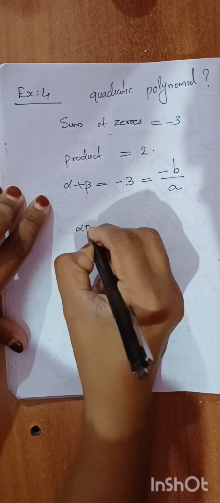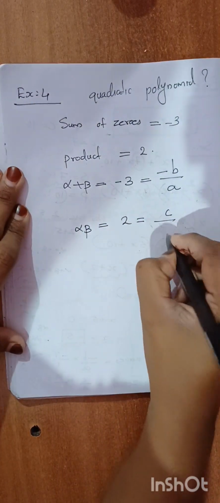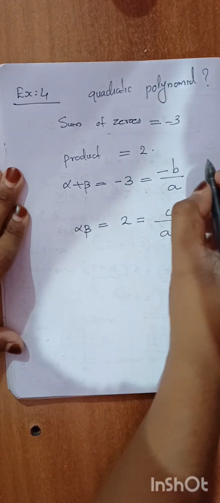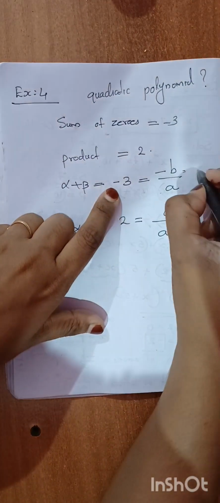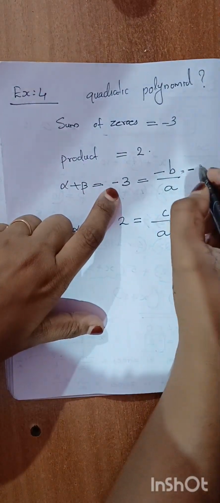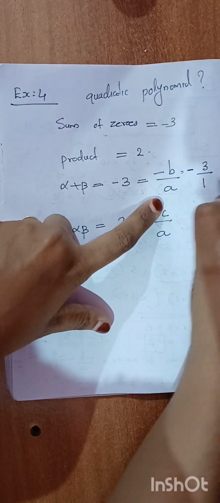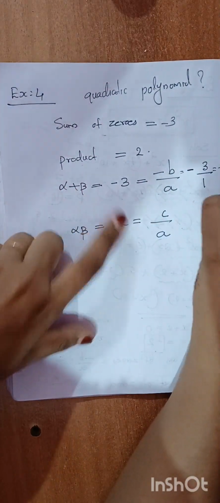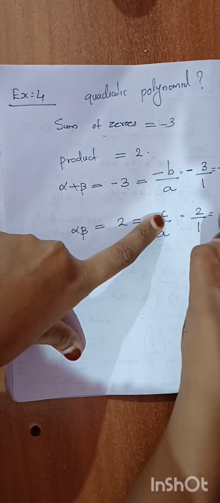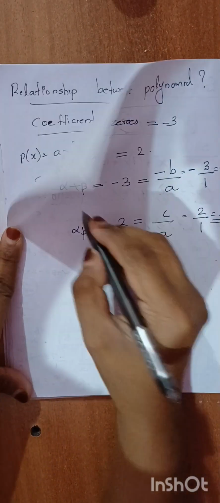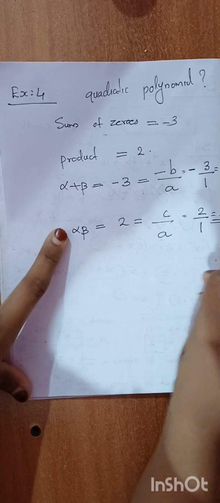And here alpha into beta, that is product, is equal to 2, which is equal to C by A. Then compare this one, minus B by A. In place of B it will be 3 by 1, then only this answer will become minus 3, and here it is 2 by 1, answer is 2. Okay, alpha plus beta is minus 3 and alpha into beta is 2.